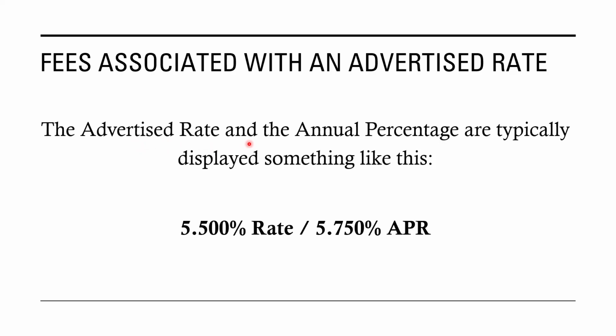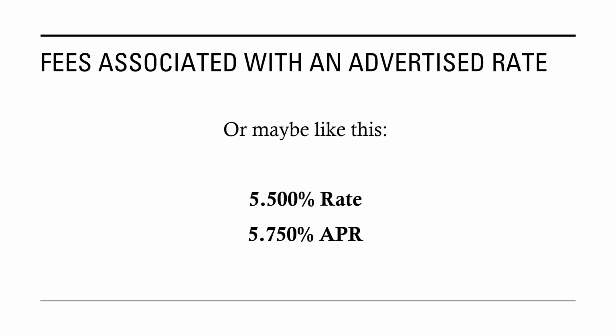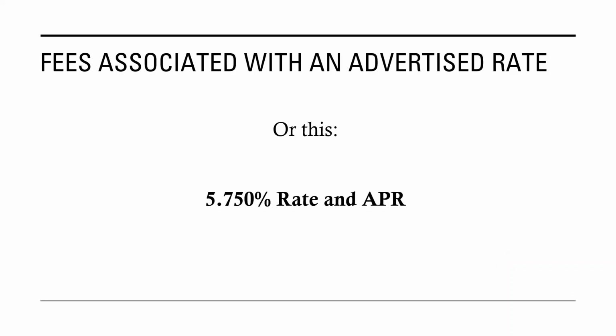The advertised rate and the annual percentage rate are typically displayed in a manner like this. You say, for example, go to a website and you see a 5.5% advertised rate and a 5.75% APR. Or maybe you'll see it like this, one on top of the other, 5.5% rate and a 5.75% APR. Or maybe like this, 5.75% rate and APR. Either way, it gives the same information.